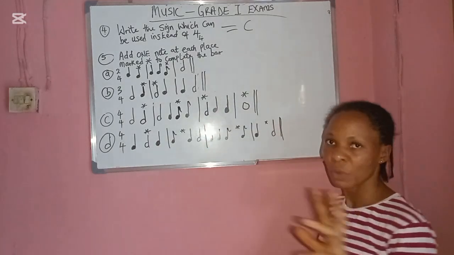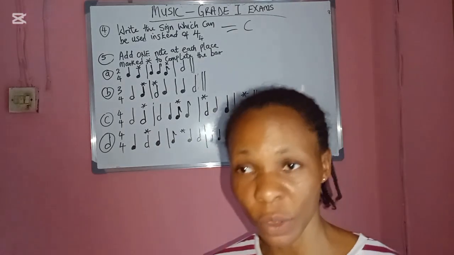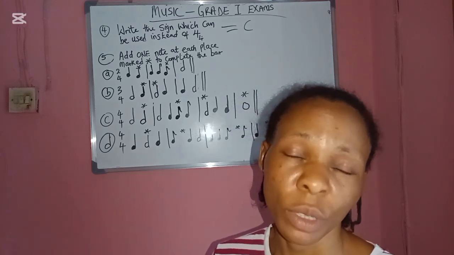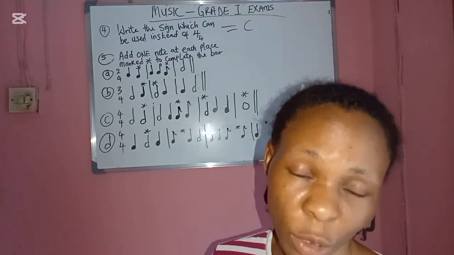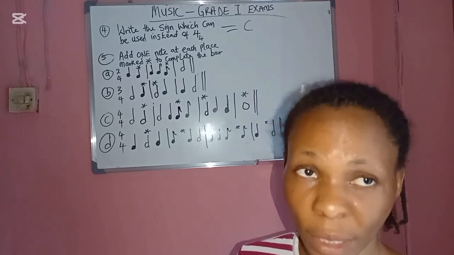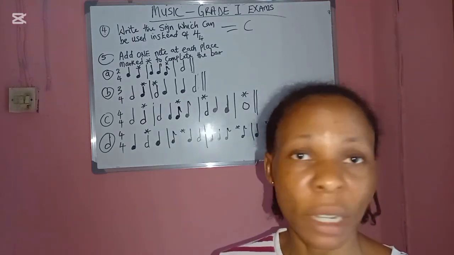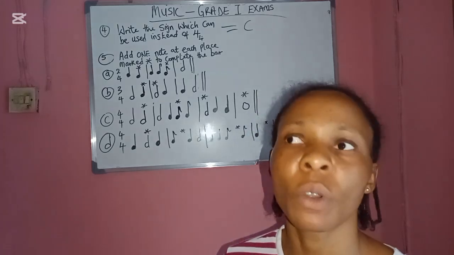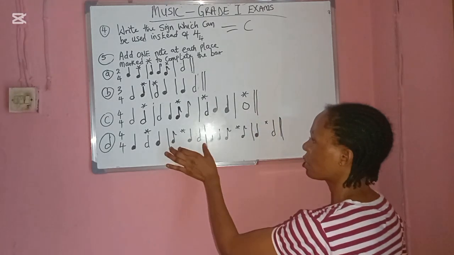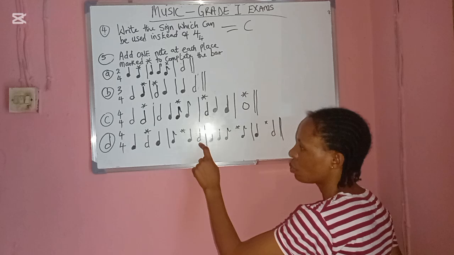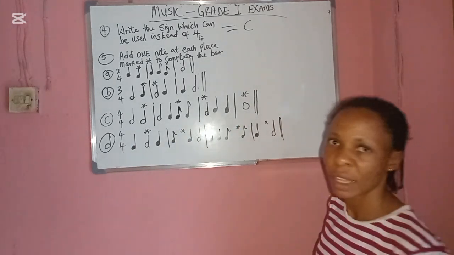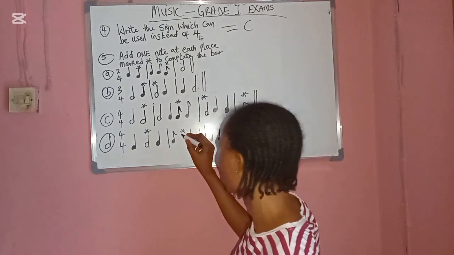And here, first of all, you need to calculate how many beats are in a bar before, then that will help you to know what is remaining and what will be added. You don't just see it and then add anything. You need to calculate first. After calculating, then you know what to add. So at this point, we have here a minim, which is 2 beats. We have 3 here and we have a quaver here. So what is remaining now is just a quaver.